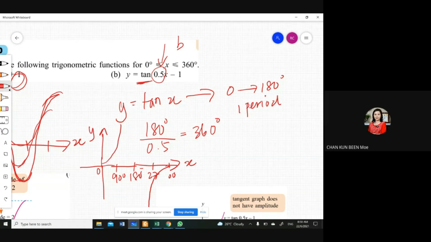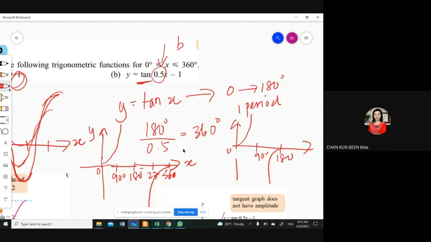Okay, originally, hopefully you still remember, when it is 0, 90, 180, originally it is like this, right? So for this one, 360, right now you have this.